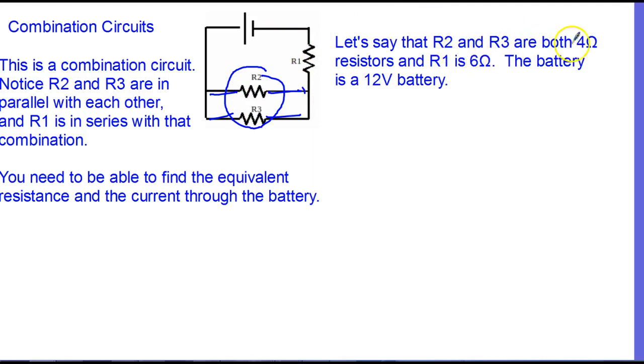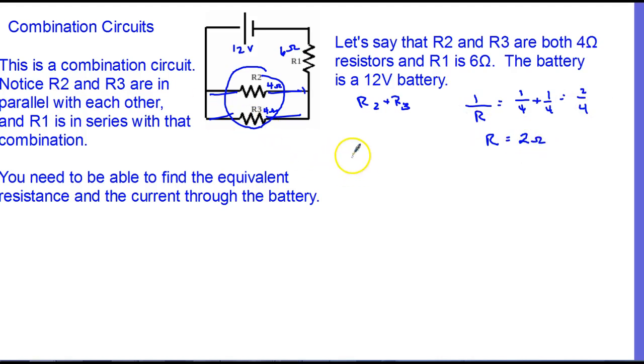Let's pretend that R2 and R3 are 4 ohms. We have 4 ohms here and 4 ohms here, and R1 is 6. Let's let the battery be a 12-volt battery. So for R2 plus R3, 1 over the equivalent resistance is going to be 1 over 4 plus 1 over 4, and that's 2 over 4. So the equivalent resistance for those is 4 over 2, which is 2 ohms. So now we've reduced that circuit to a 6 ohm resistor and a 2 ohm resistor, and then back up to the battery.